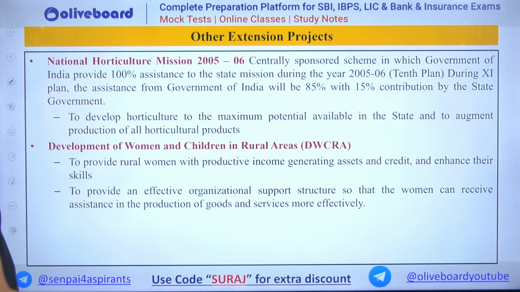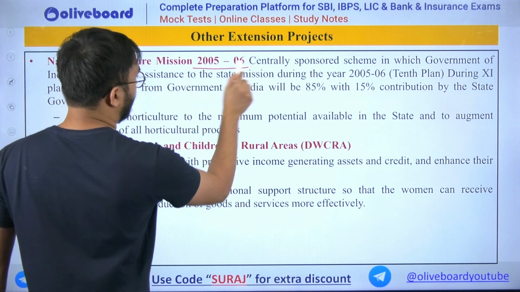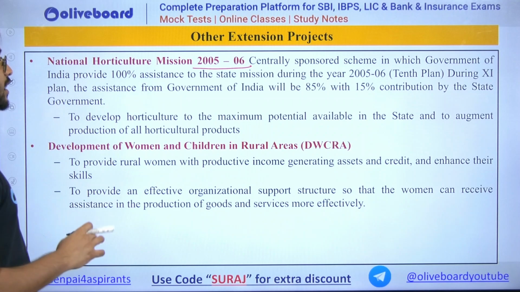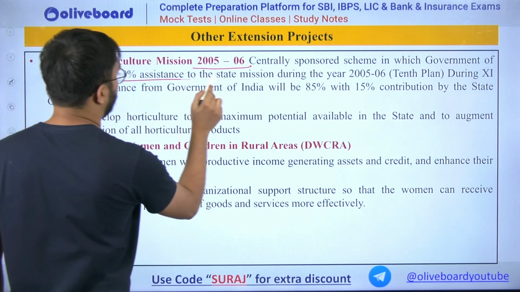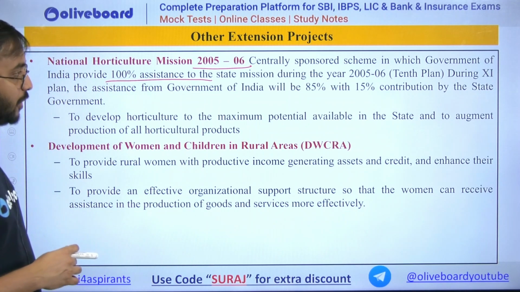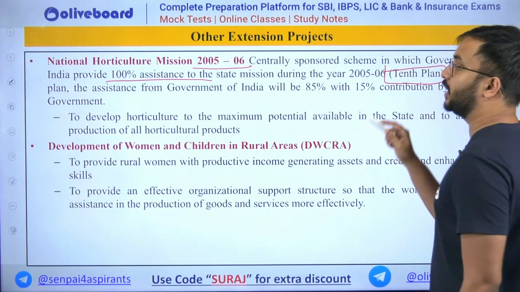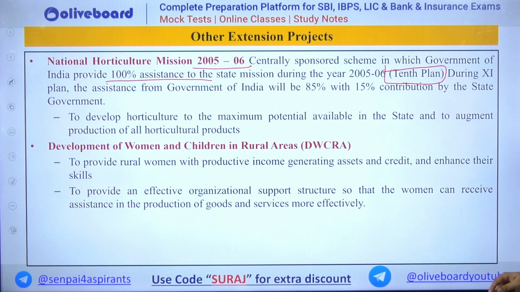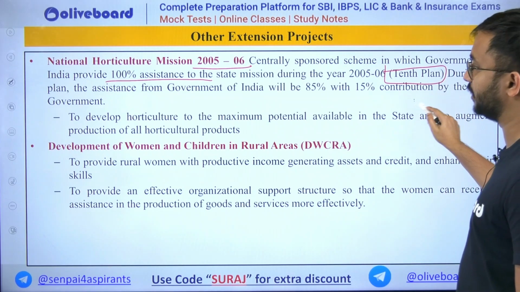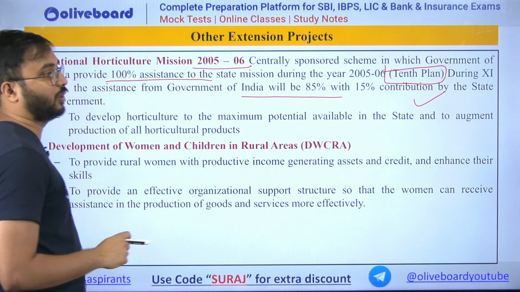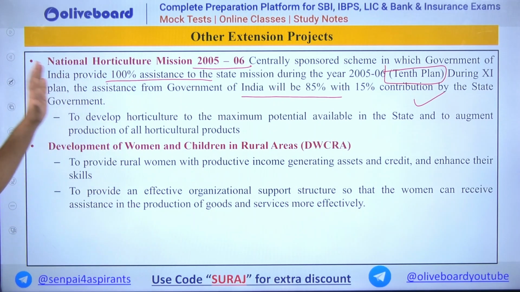Then next is National Horticultural Mission. 2005-2006 it was launched in. It's a centrally sponsored scheme, 100% assistance to the state mission, and more importantly, in which plan was this horticultural mission launched? 10th plan. So don't forget this. Okay, then assistance from government will be 85% with 15% contribution from the state government.